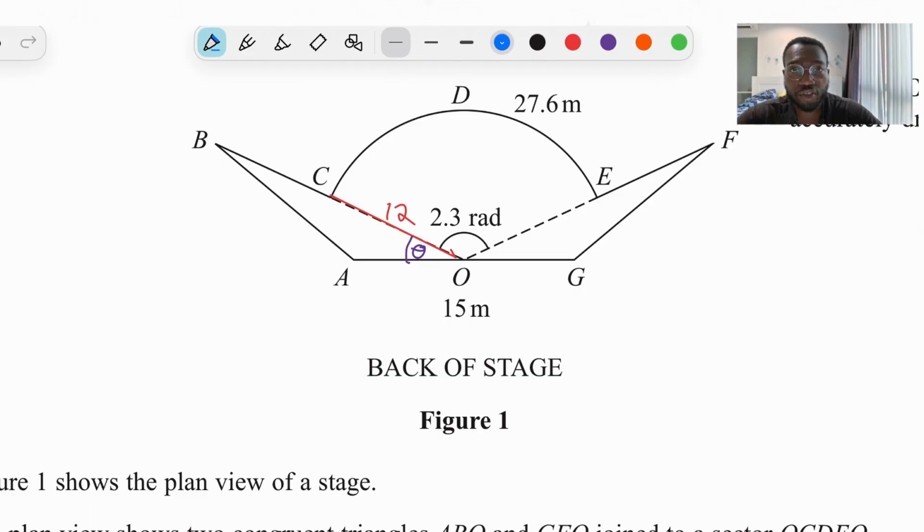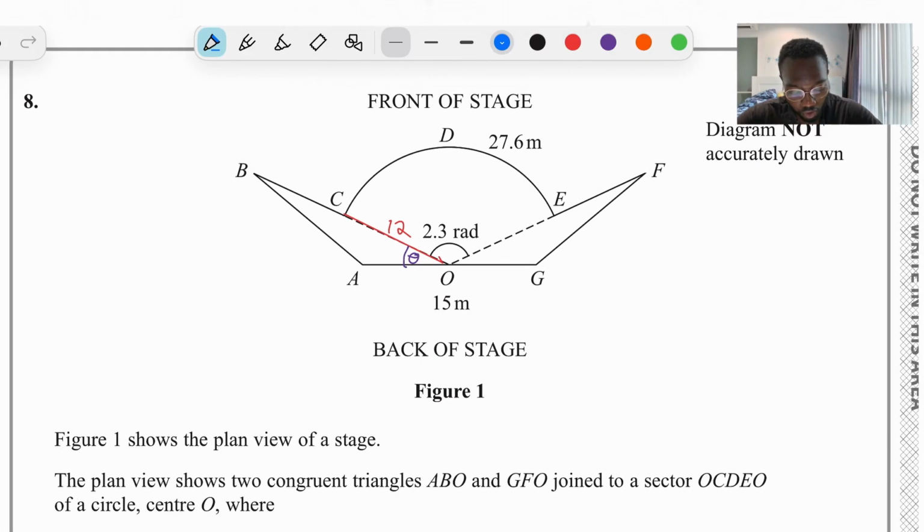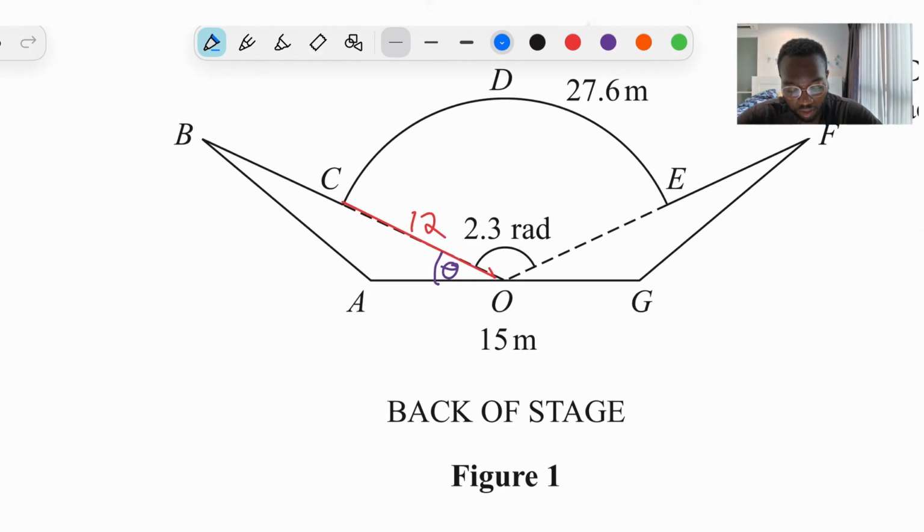What I'll do in this question is, we're told in the question that there are two congruent triangles. We know ABO and we know GFO. They are both congruent triangles, so they are pretty much the same. So if we know that, then what do we know about angles like this?